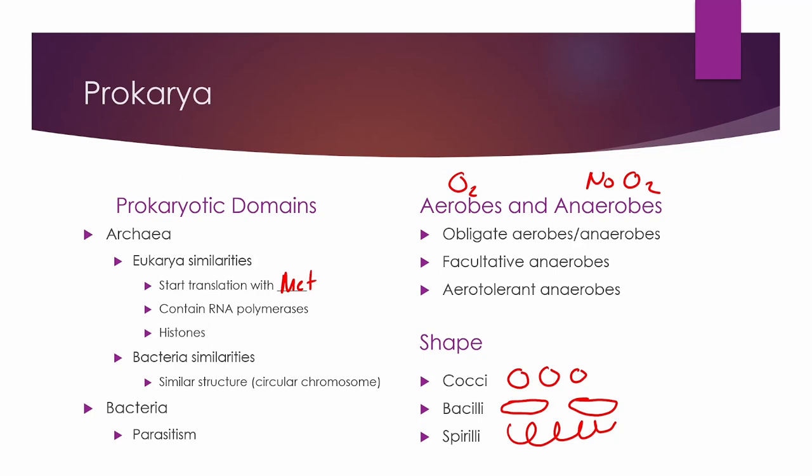Facultative anaerobes, on the other hand, are able to toggle between metabolic processes. So they can use oxygen for aerobic metabolism if it's present, or they can switch to anaerobic metabolism if it's not present. And lastly, aerotolerant anaerobes are unable to use oxygen for metabolism, but they are not harmed by its presence, so they can still exist in the environment.